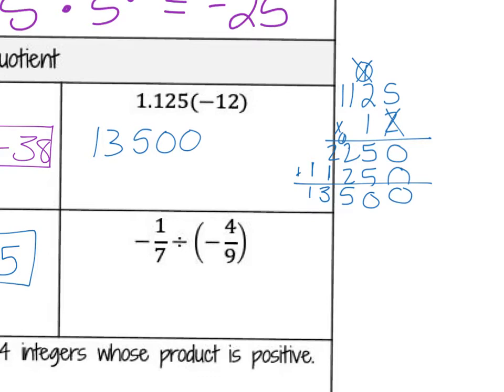Okay, then to figure out where the decimal goes, we count how many numbers come after a decimal in my problem. There's 1, 2, 3 numbers after a decimal in my problem. So starting from the end, going left, there needs to be 1, 2, 3 numbers after a decimal in my answer. Okay, then we have a positive times a negative, which is going to be a negative 13.5.